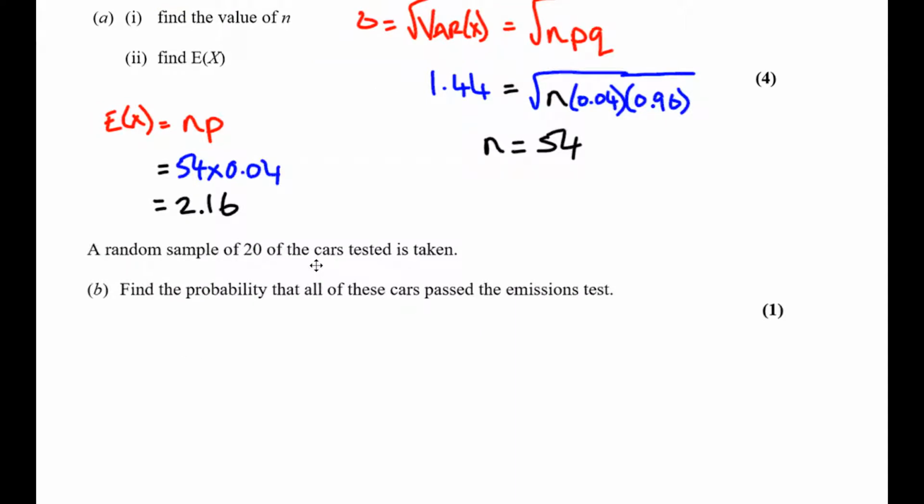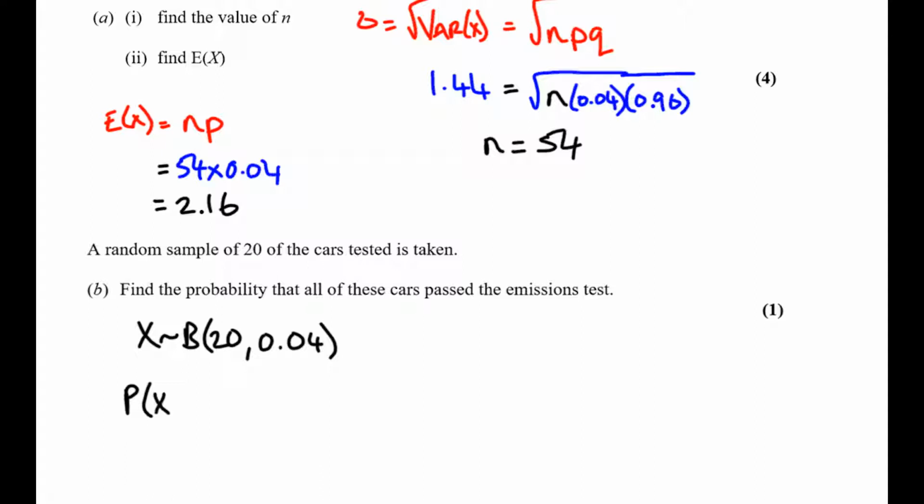Okay, so a random sample of 20 of the cars is tested. Find the probability that all of the cars pass the emissions test. So we're working with a new distribution now. X follows a binomial. It's 20 trials now and 0.04. Find the probability that all of the cars passed the emission test. So that actually means none of them failed. Remembering that X was a distribution of how many cars failed.